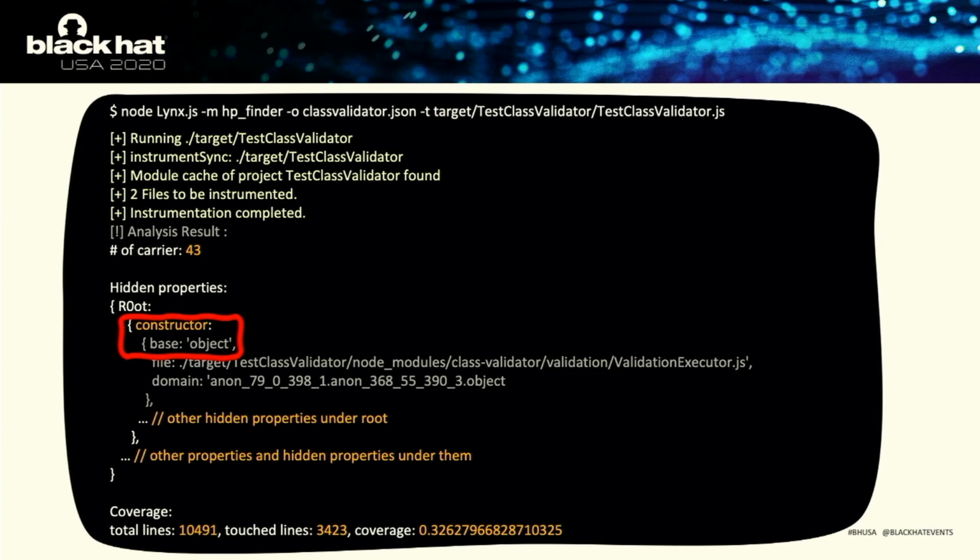Okay, so this is the output screenshot of the first component. As you can observe, Lynx will first instrument the code base. And in total, you can observe that we tracked 43 different carriers. And as indicated by the red circle, Lynx successfully detected a hidden property named constructor.